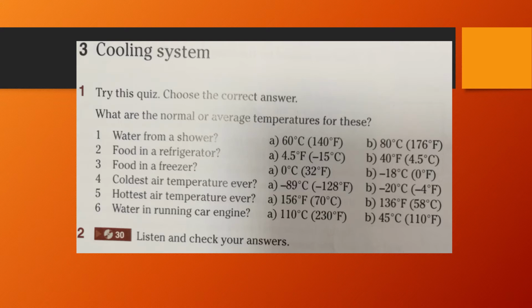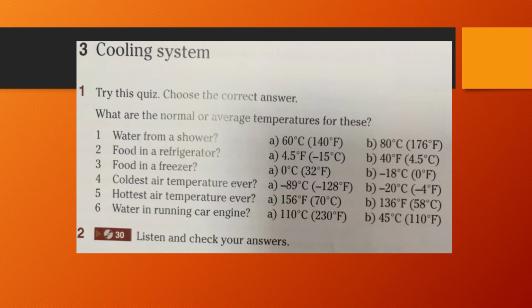Number 4, what is the coldest air temperature ever? Is it A, minus 89 degrees Celsius, which means minus 128 degrees Fahrenheit, or B, minus 20 degrees Celsius, which means minus 4 degrees Fahrenheit? Number 5, the hottest air temperature ever. Is it A, 156 degrees Fahrenheit, which means 70 degrees Celsius, or B, 136 degrees Fahrenheit, which means 58 degrees Celsius?